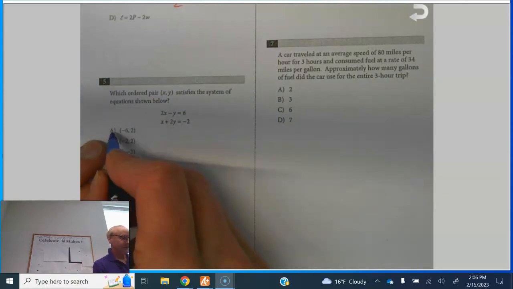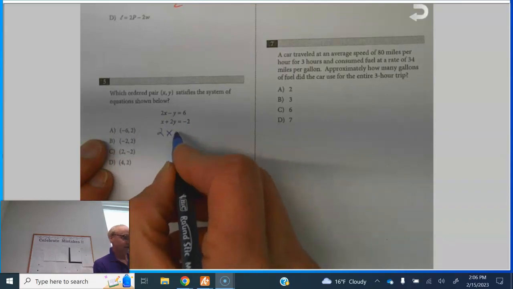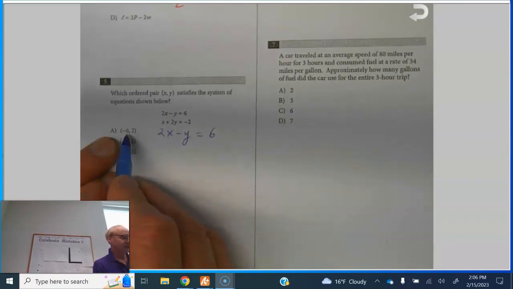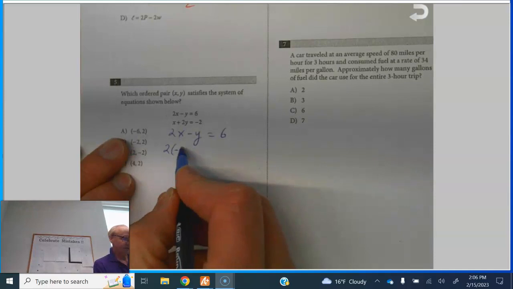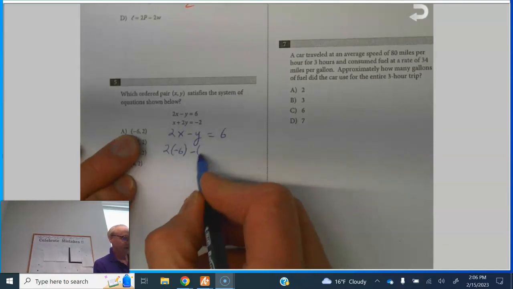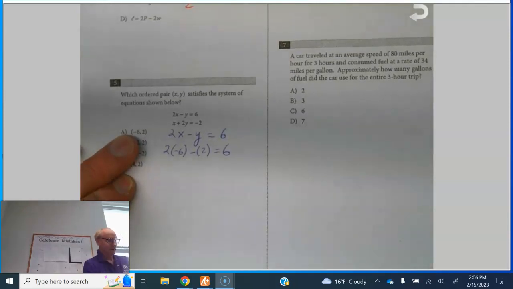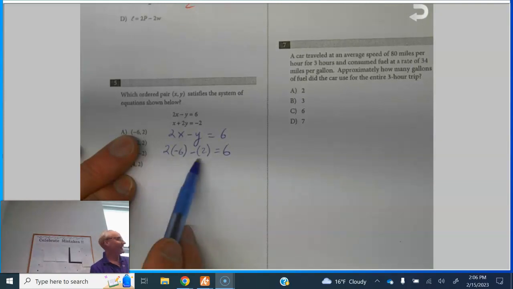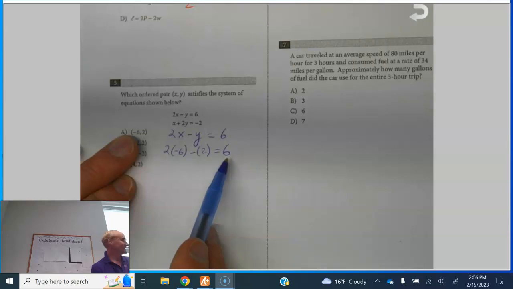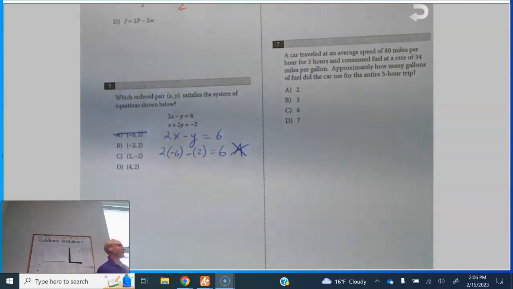So I'm going to substitute these numbers, x and y, into the first equation. 2x minus y equals 6, and I'm going to put these numbers into this equation. So x is negative 6, and y is 2. Is that true? 2 times negative 6? Multiplying. Negative 12 minus 2 is negative 14. That is not 6. A is out, and I'm a quarter of the way done already.